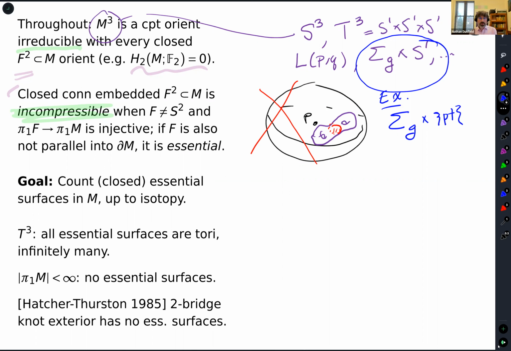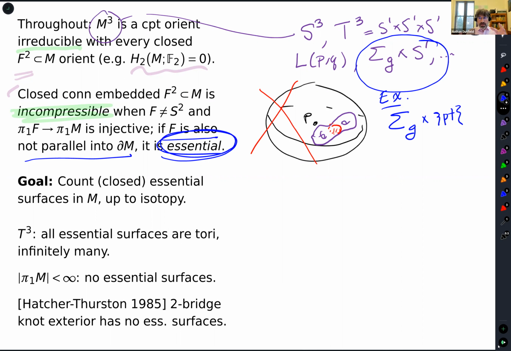I'm actually going to allow my three manifolds to have boundary. And when I do, I don't want to think of the boundary of that manifold as incompressible. I mean, it is an incompressible surface, but maybe not one I want to talk about. So if I have boundary and the surface is not parallel into the boundary, we'll call that essential. So the goal for today is to count closed essential surfaces in M up to isotopy. I'm working here in the smooth setting. If I have two surfaces, I might be able to homotope one to the other through embeddings, an isotopy. I'm going to consider such surfaces the same.